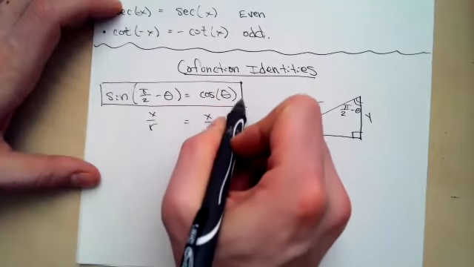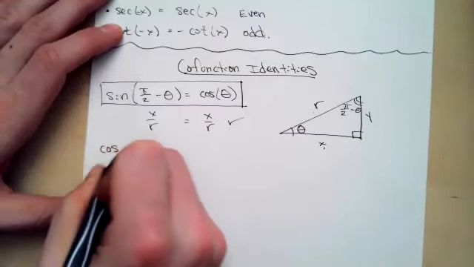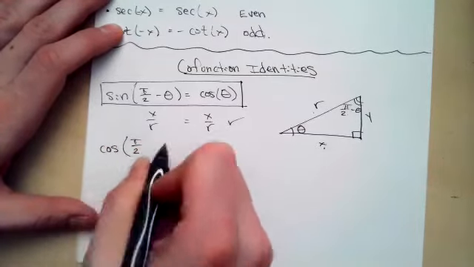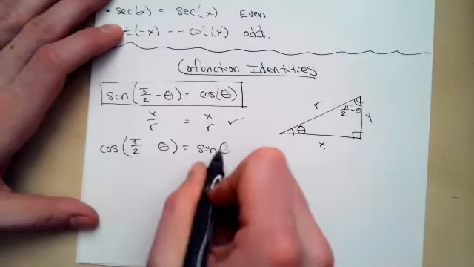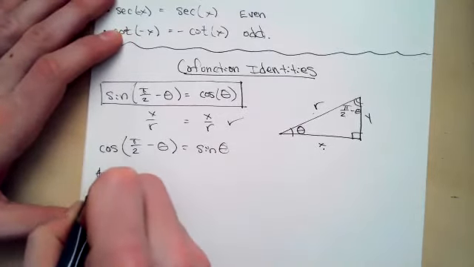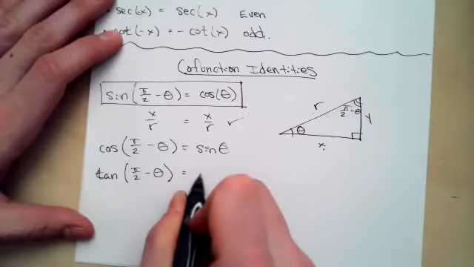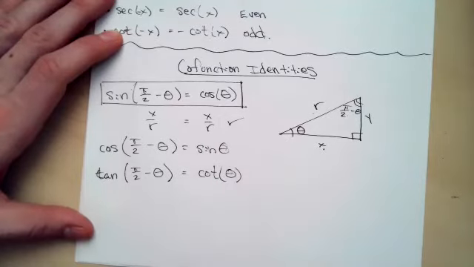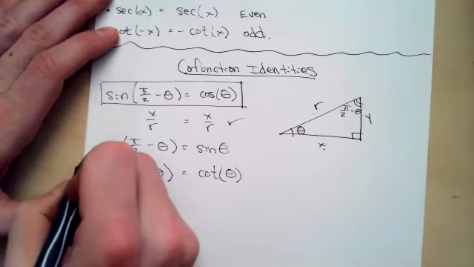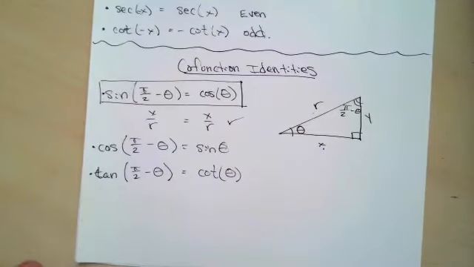And I would say if you can memorize that one, remember where it comes from. The other ones are going to be very similar. So just as well, we could have started with cosine of pi over 2 minus theta, and that will give us sine of theta. Tangent of pi over 2 minus theta will give us cotangent of theta. And you can derive the other three by the reciprocal relationships.